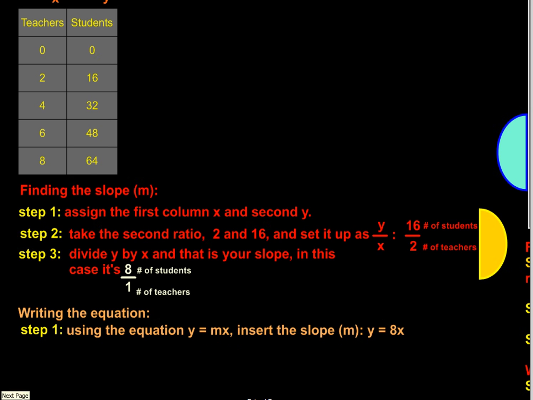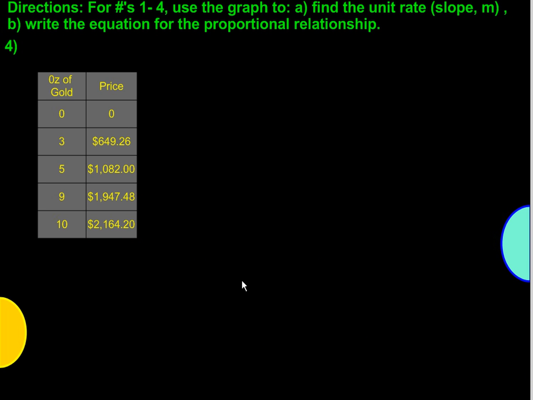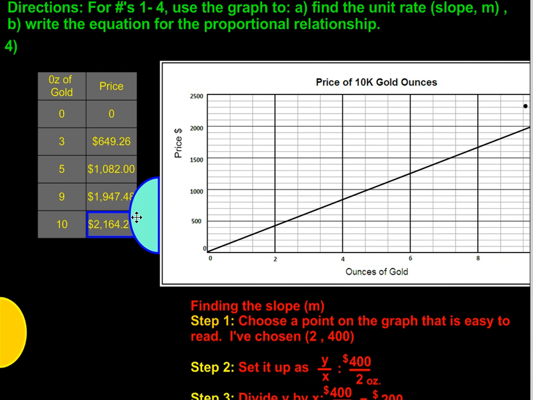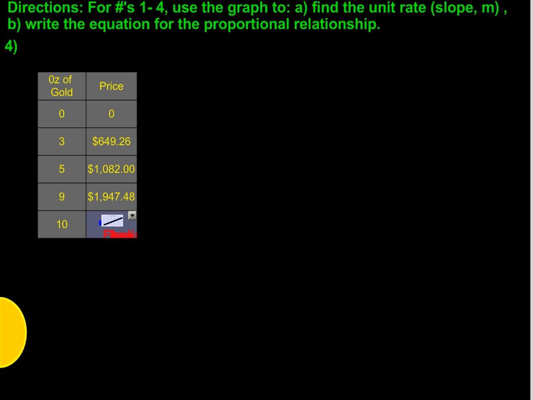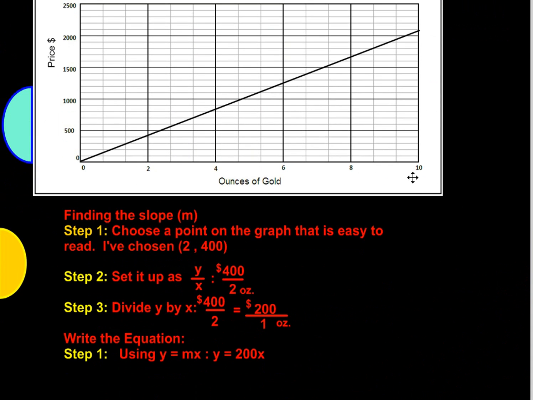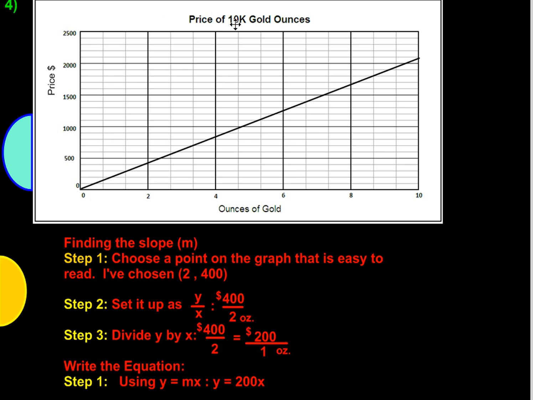All right, let's take a look at another. For this one, I want to take a look at number 4. Again, we'll take a look at the graph first. So, on the graph, we have price of 10,000 gold ounces. Okay, so we have the price on the y-axis and the ounces of gold on the x-axis.